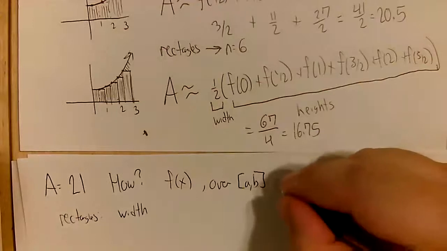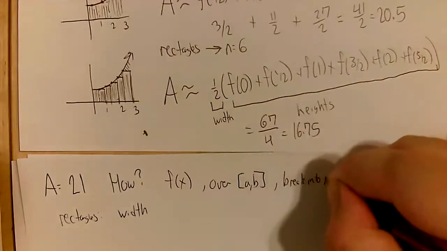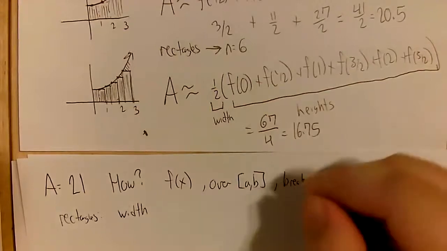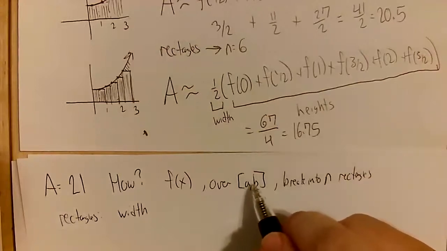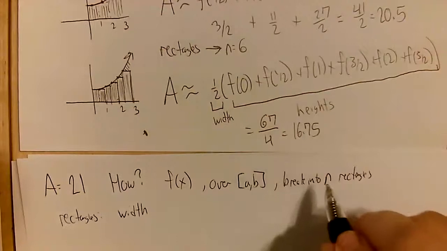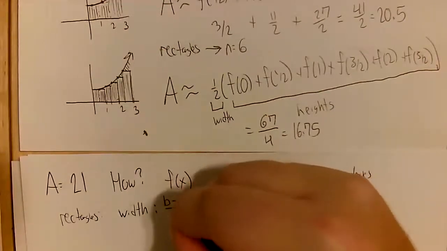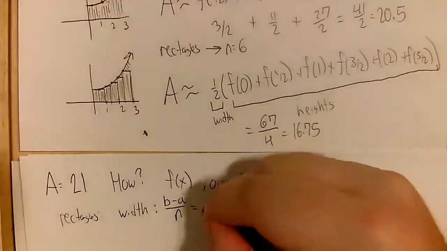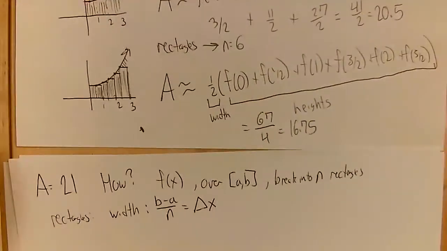Now what we're going to do is we're going to break this into n rectangles, and each one with equal width. So if we want them all to have equal width, we take the length of this interval and divide it by n. So it's going to be b minus a divided by n. That's going to be the width of each rectangle. And I'm going to call this delta x, because it's a small little change in x for the width.